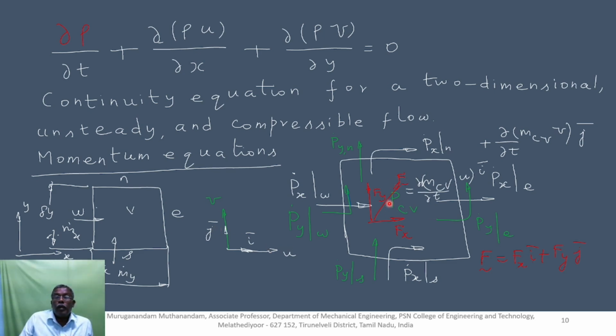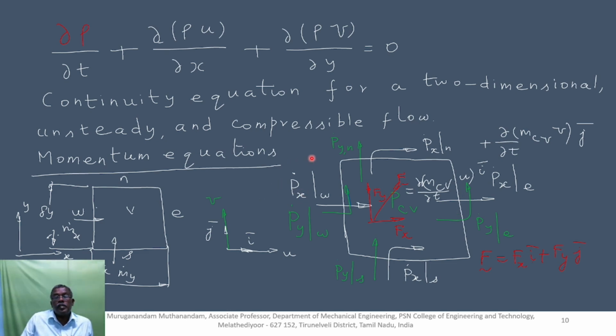The momentum of the control volume is uppercase P_CV, and the rate of change of this momentum is shown here, equal to partial m_CV u upon partial t times i along the x direction. Along the y direction it can be taken as partial m_CV v upon partial t times j.